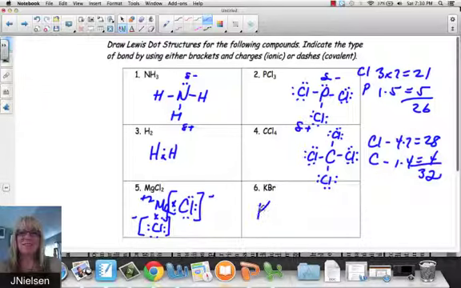KBr, K wants to give up 1, Br's got 7. So Br gained the electron from K, it gets the brackets, gained 1, and potassium gave up 1.